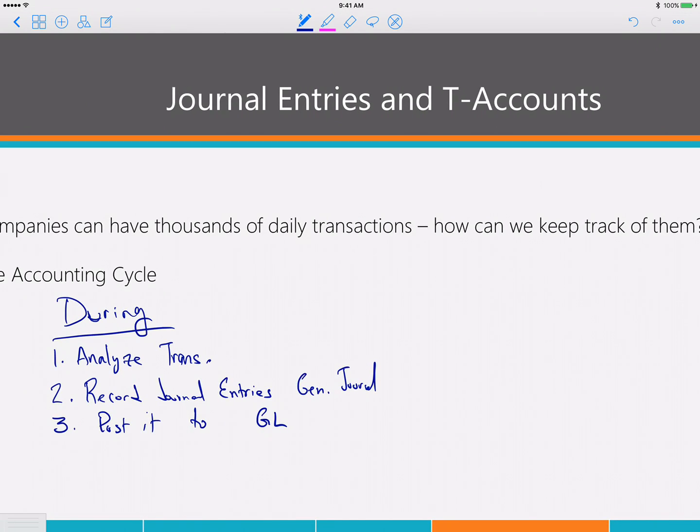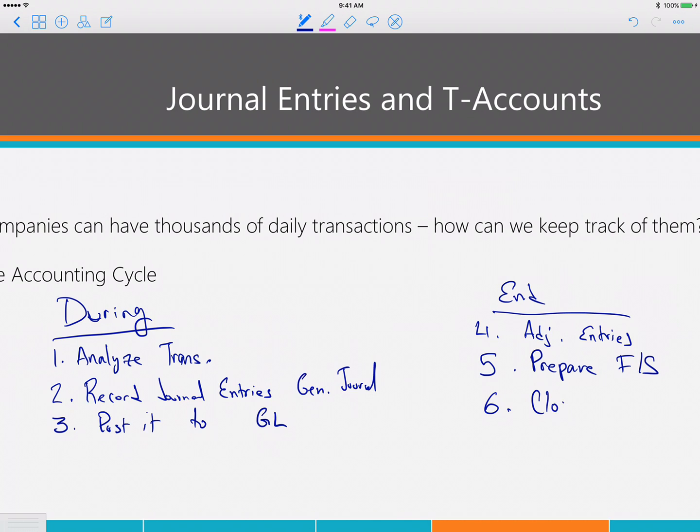At the end of every period, we then record adjusting entries. And you're going to learn about this in Chapter 4. We then prepare financial statements. And after our financial statements are prepared, we close temporary accounts. And these are closing journal entries. So basically what we do is we take our revenues, our expenses, our gains, and our losses, and we close them to our retained earnings.